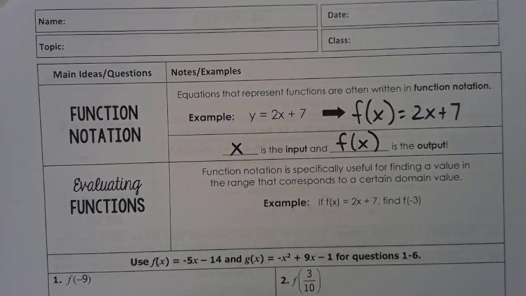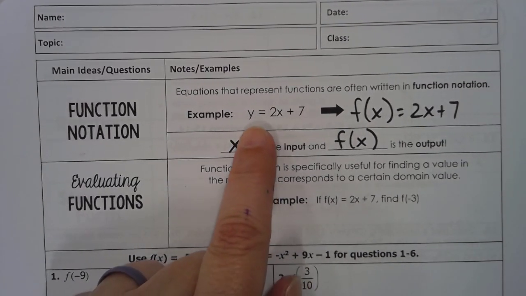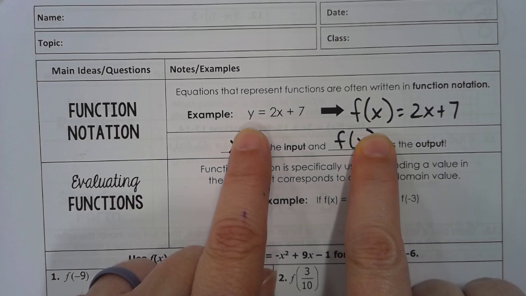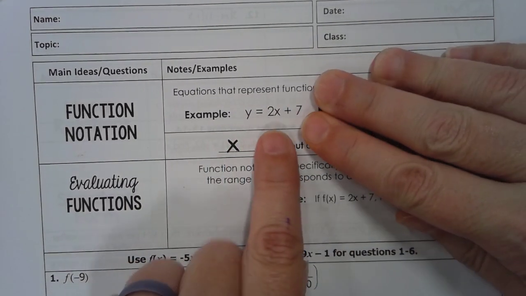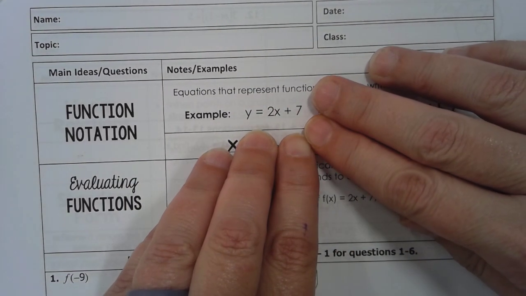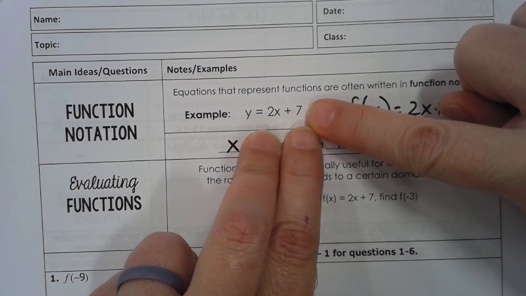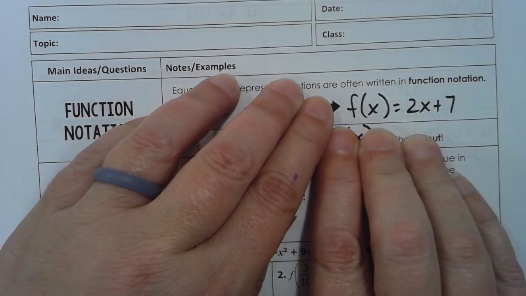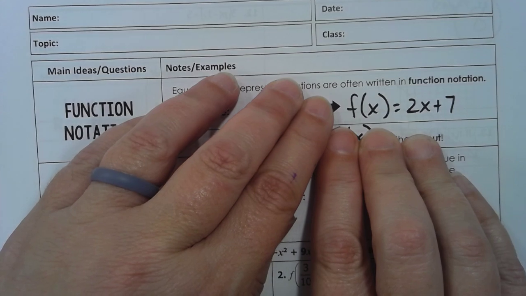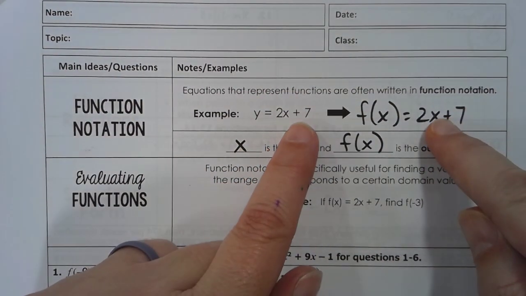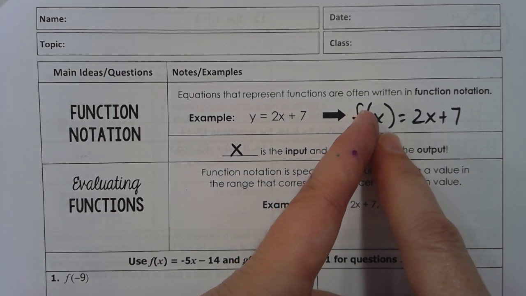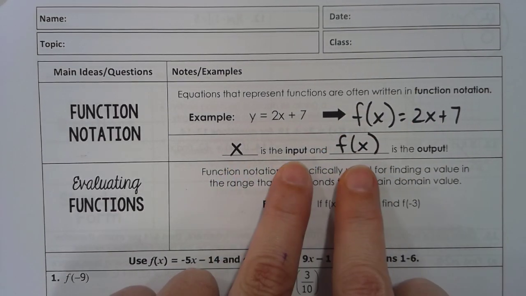All right, so remember how we talked about y equals and f of x being the same thing? This is called an equation: y equals 2x plus 7. This is called a function: f of x equals 2x plus 7. It's the same thing. We're putting a value in for x, and we get out a y value, or our range value, right? So x is our input.